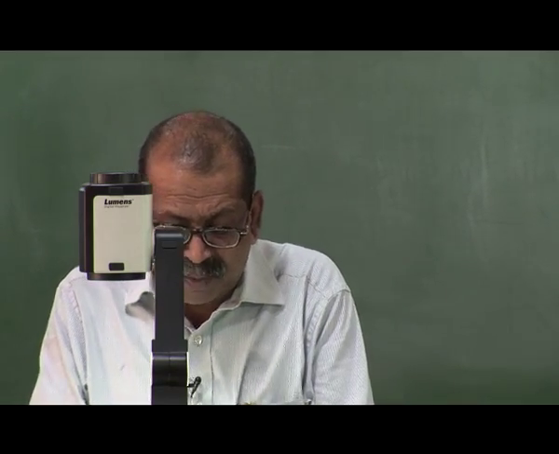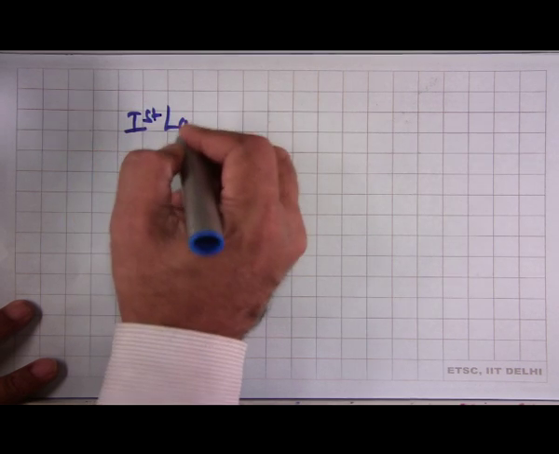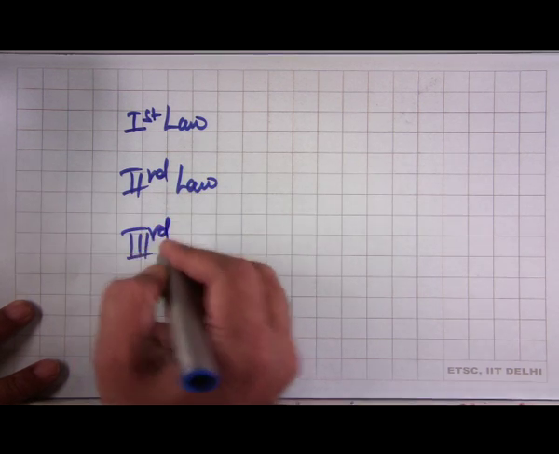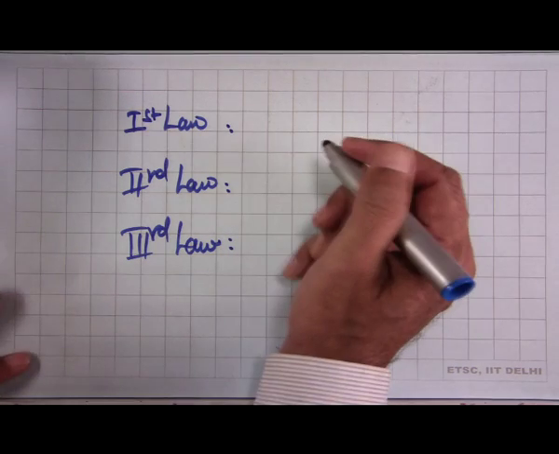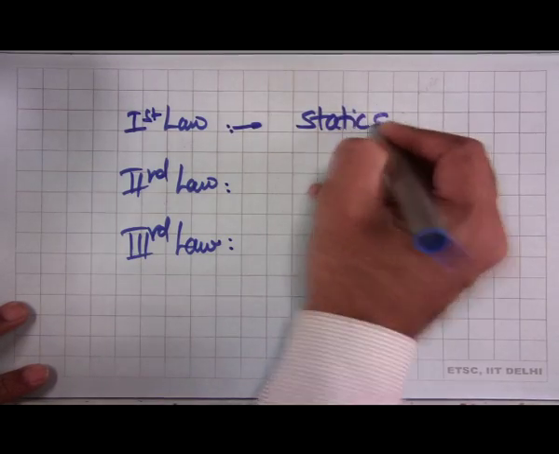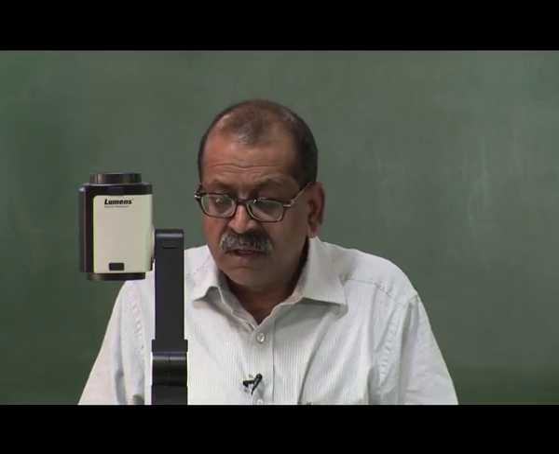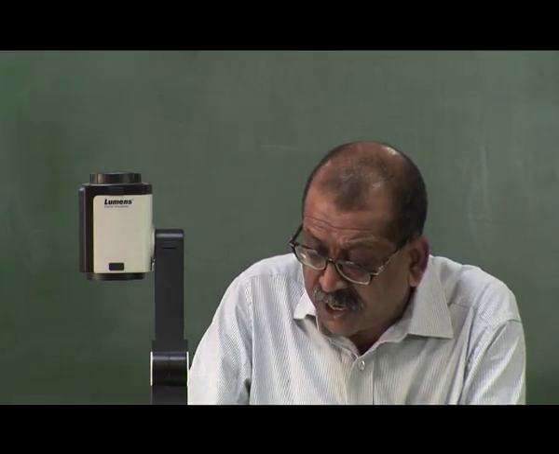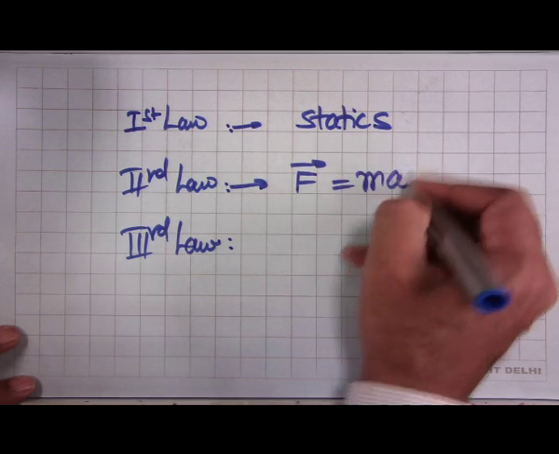Now, let us sum up. We have seen Newton's first law, Newton's second law, and Newton's third law. Newton's first law was the law of inertia, and essentially it leads us to laws of statics. That is, if a particle is not moving, then the sum of forces on the particle must be equal to 0. Newton's second law, which we have studied, we will see being written generally as F is equal to ma.